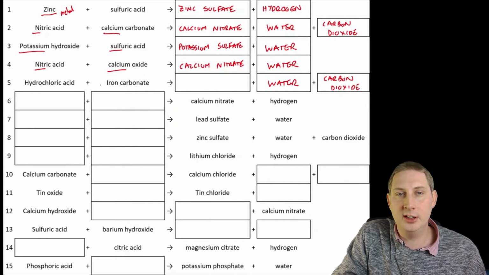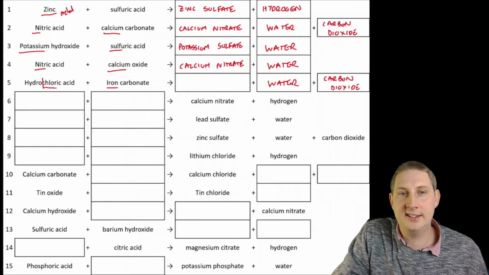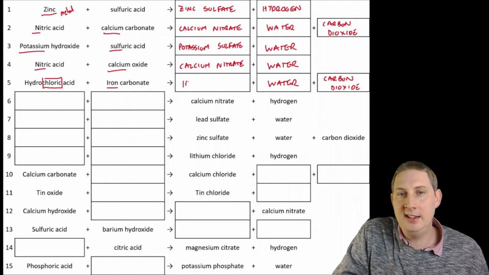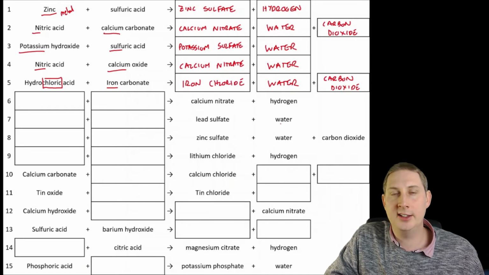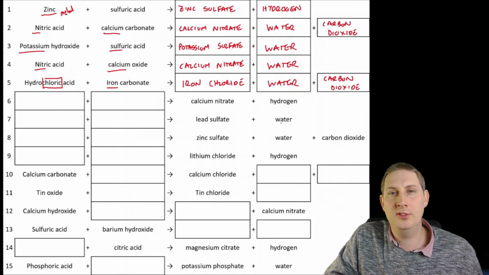What do we call the salt? It's going to be iron something. Hydrochloric acid is our special case. It makes iron chloride. Have you got all these right so far? If so, fine. If not, pause now and check the rest of your answers.